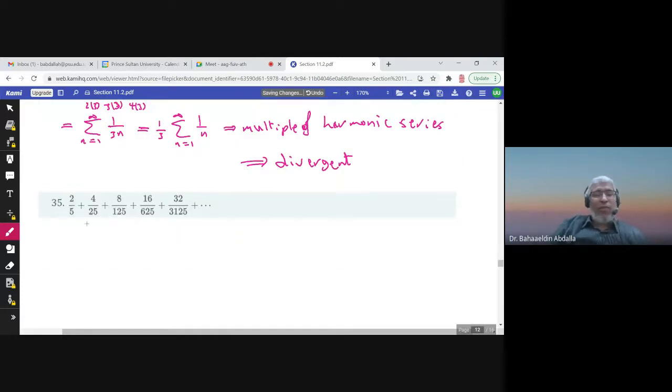Here, for the first term, when n is 1, I have 2 over 5. When n is 2, I have 2 square over 5 square. When n is 3, I have 2 cube over 5 cube. So an here is 2 to the power n over 5 to the power n. If you put n equals 1, 2 over 5. If you put n equals 2, 2 square over 5 square, and so on. So this series is the summation of 2 over 5 to the power n from 1 to infinity.